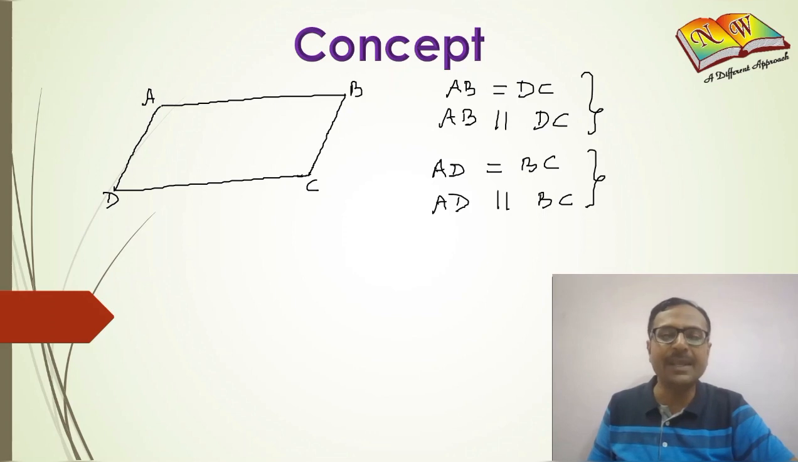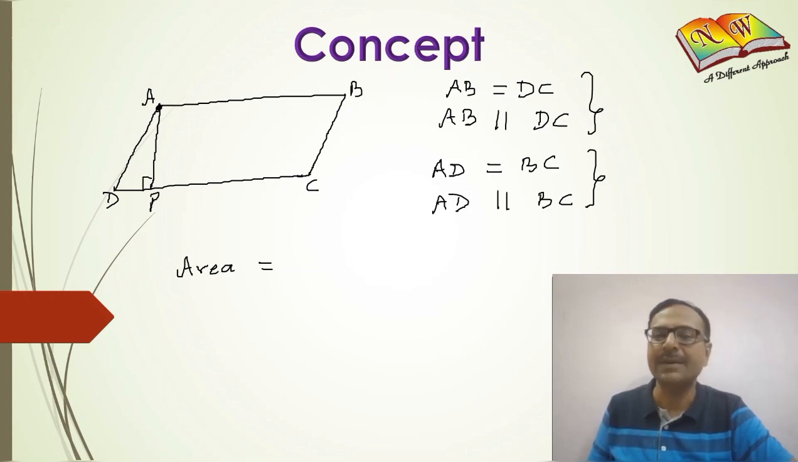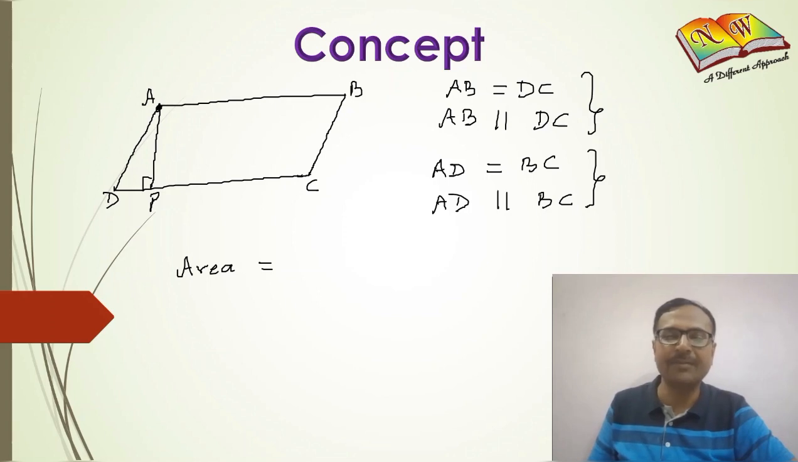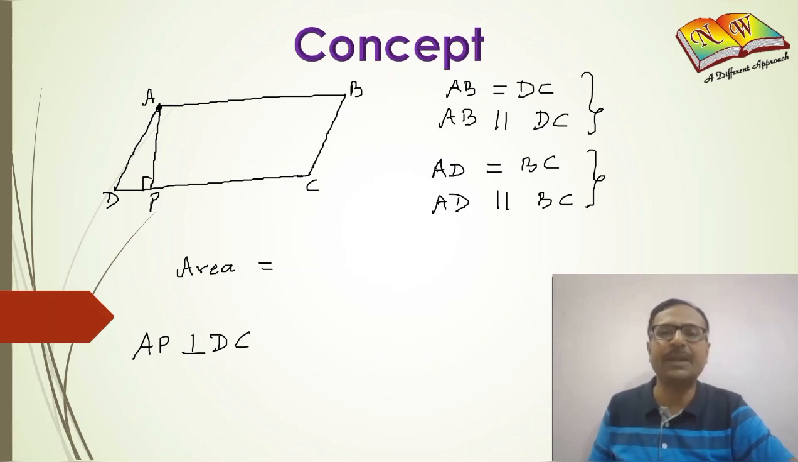To find the area of a parallelogram, we need to draw the altitude. If you select vertex A and draw a perpendicular on the opposite side CD like this and name this as AP. So what have we done? We have drawn AP perpendicular to DC. So the area of the parallelogram can be calculated by using the formula base times altitude.